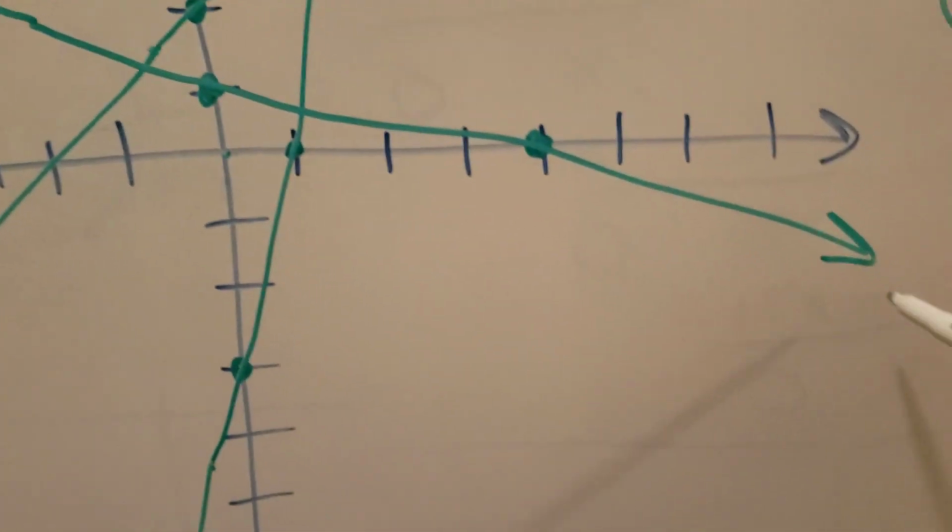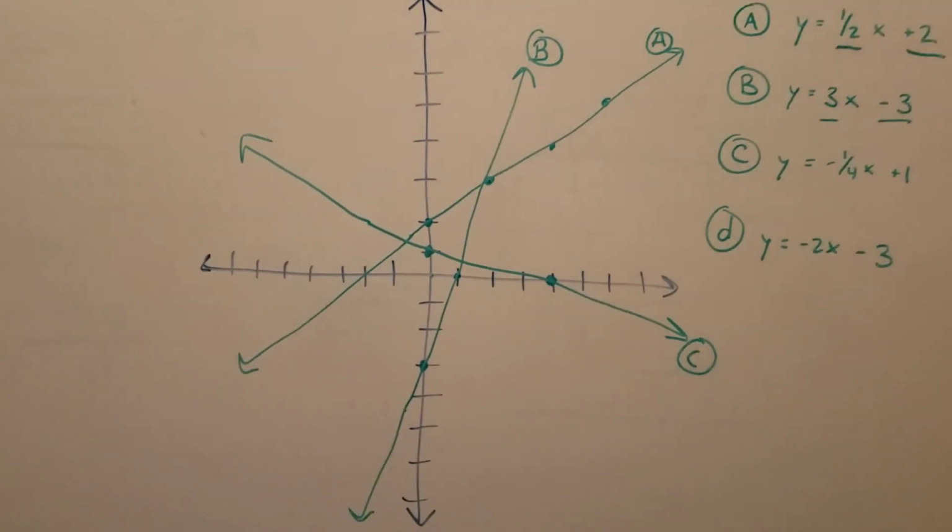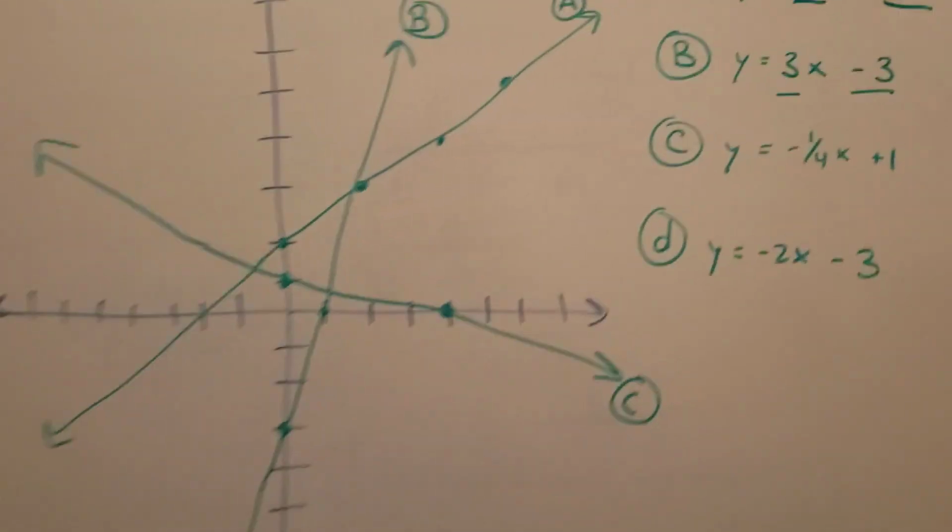There we go. That's C. So now we've got our third line there. And now we just got one more to do.